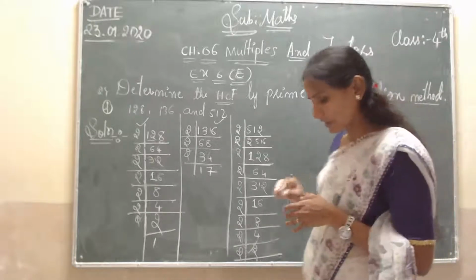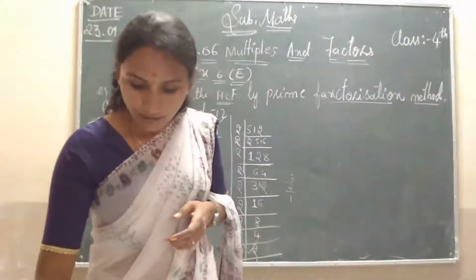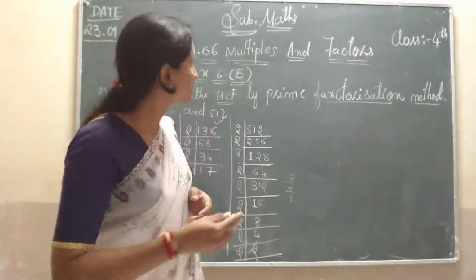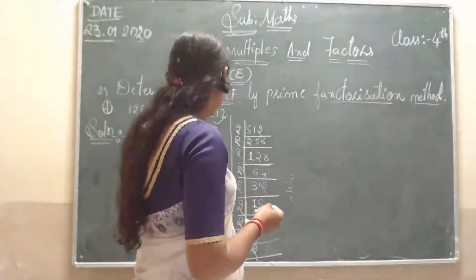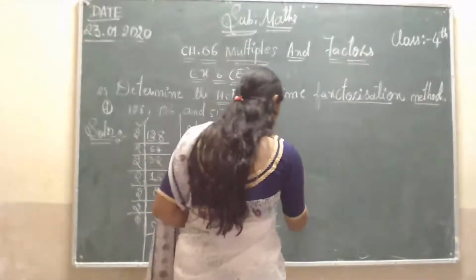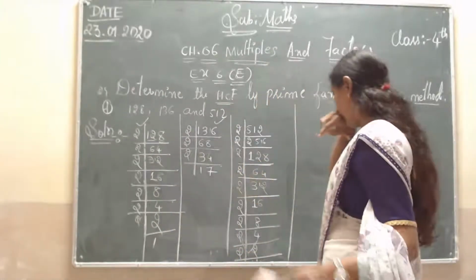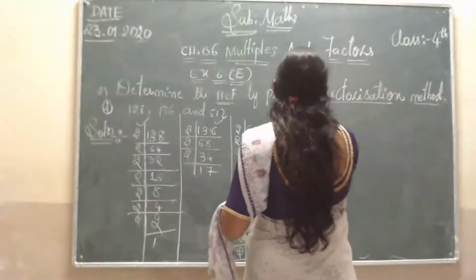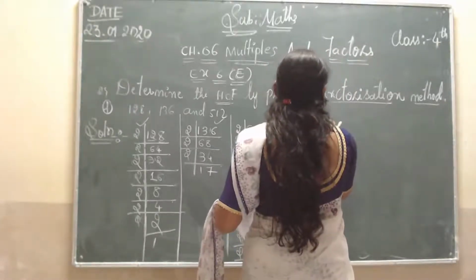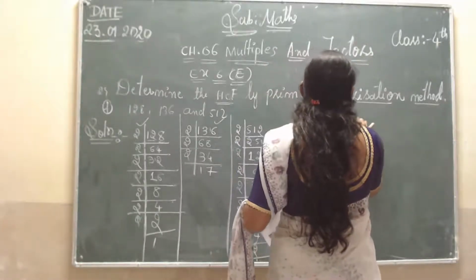So now you have to write it. Now you have to find the common GCF in the prime factorization method. So next step: the prime factorization.